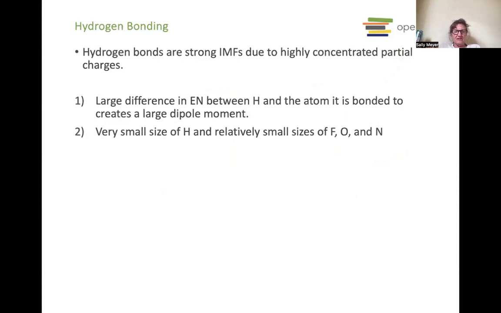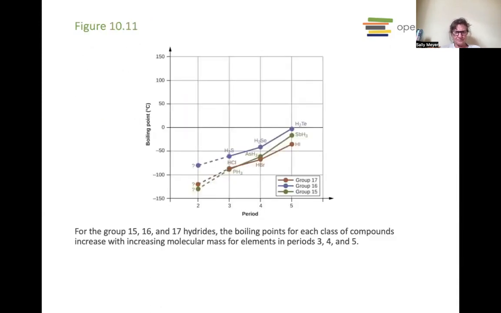So hydrogen bonds are strong intermolecular forces due to highly concentrated partial charges. You have a large difference in electronegativity between the hydrogen and the atom it's bonded to, and that creates that large dipole. The very small size of hydrogen and the relatively small size of fluorine, oxygen, and nitrogen make those charges more concentrated because the particles are smaller.